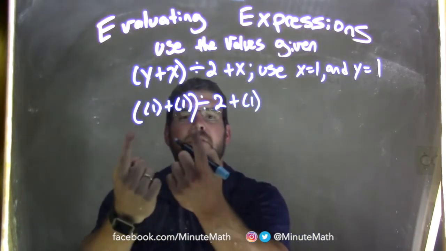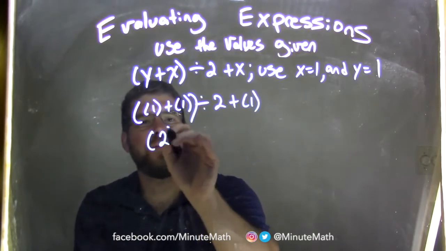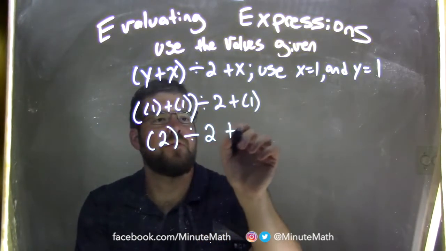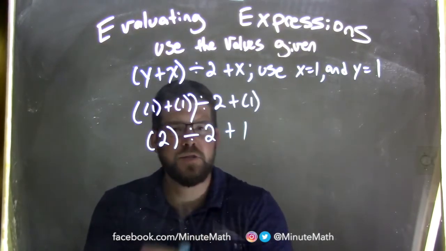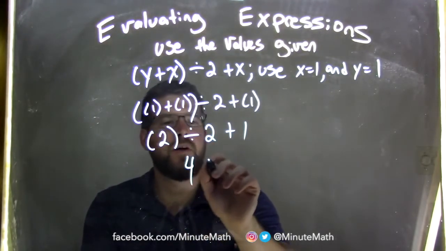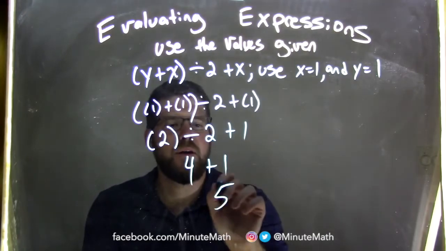Well, inside the parentheses first, 1 plus 1 is 2, divided by 2 plus 1. And 2 divided by 2, division comes before addition. 2 divided by 2 is 4, plus 1, and 4 plus 1 is 5.